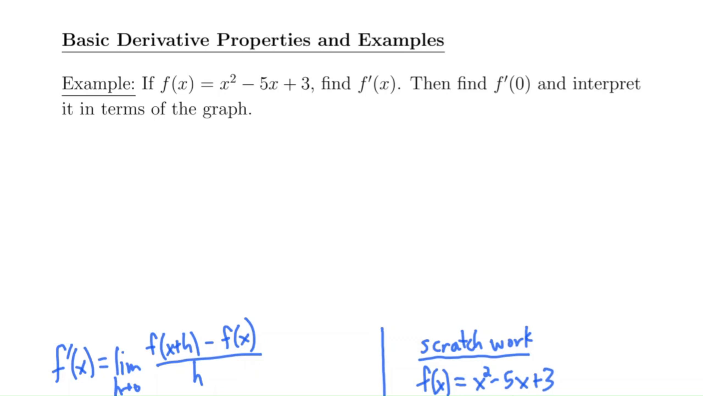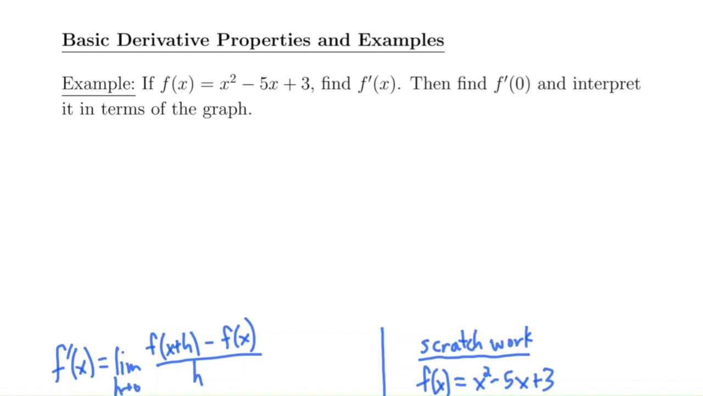We're going to talk about basic derivative properties and rules, and we're going to look at a whole bunch of examples. So let's first of all look at this example. If f of x is x squared minus 5x plus 3, find f prime of x. Okay, and then once we've done that, find f prime of 0 and interpret it in terms of the graph.